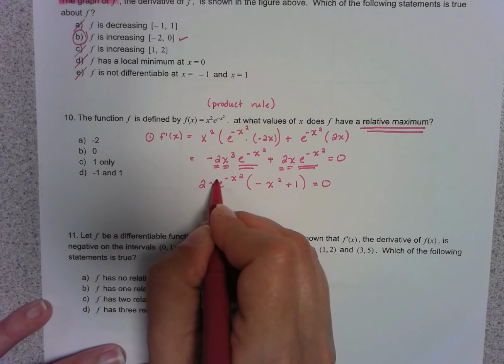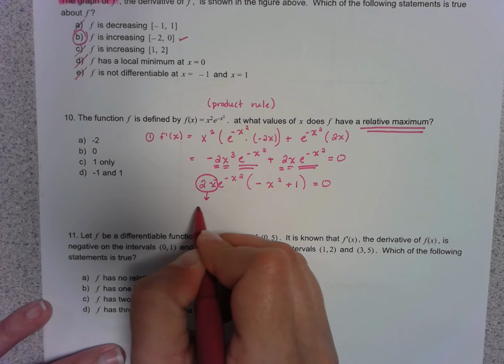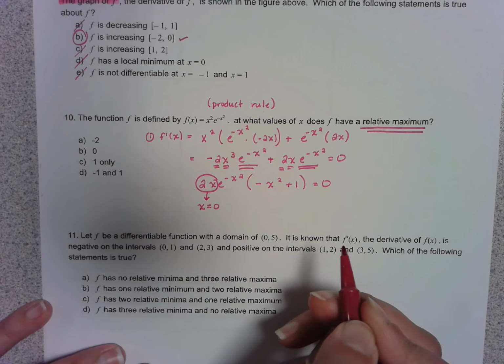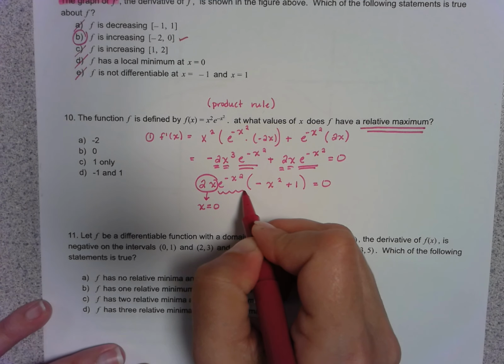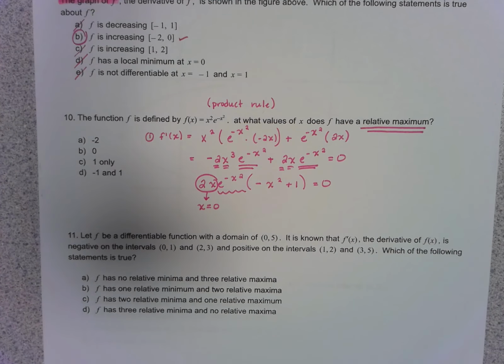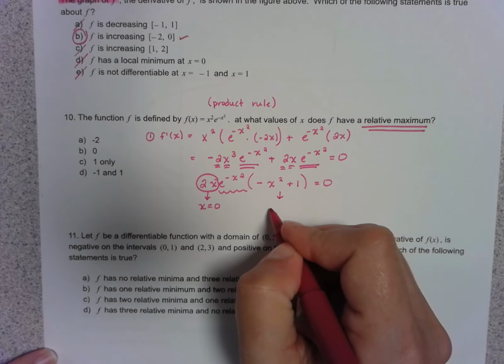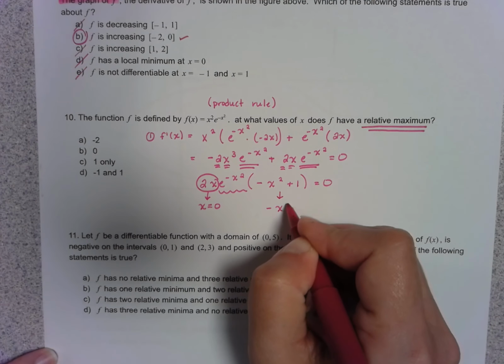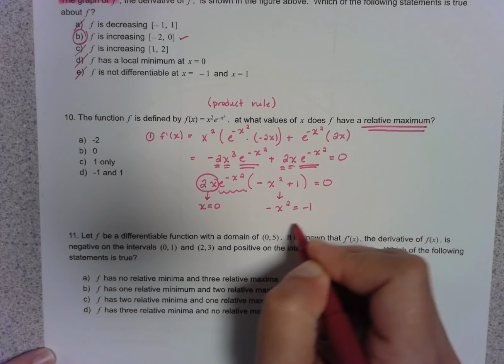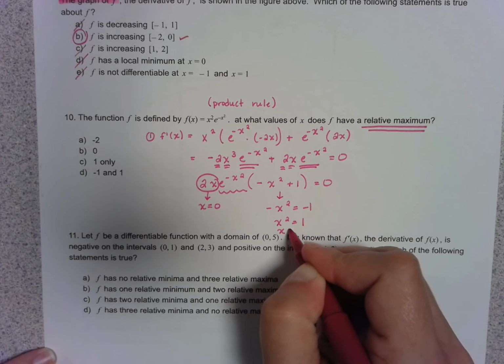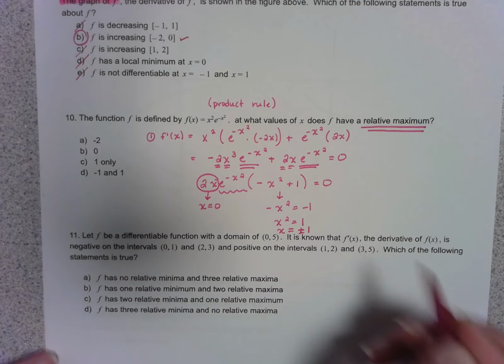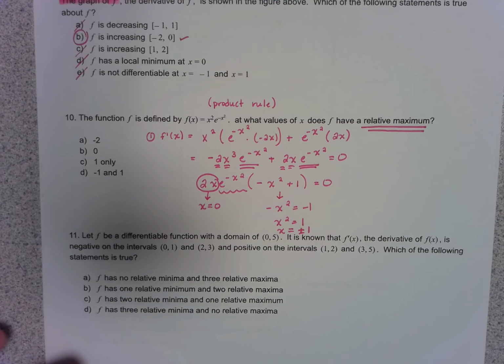Now, the thing about 2x is that that's going to equal 0 when x is 0. The thing about e to the negative x squared is that that's never going to equal 0. E to the something will never give you 0. And negative x squared plus 1 will equal 0 when negative x squared equals negative 1. So x squared equals 1, which means x equals plus or minus 1. So I'm getting two answers here.